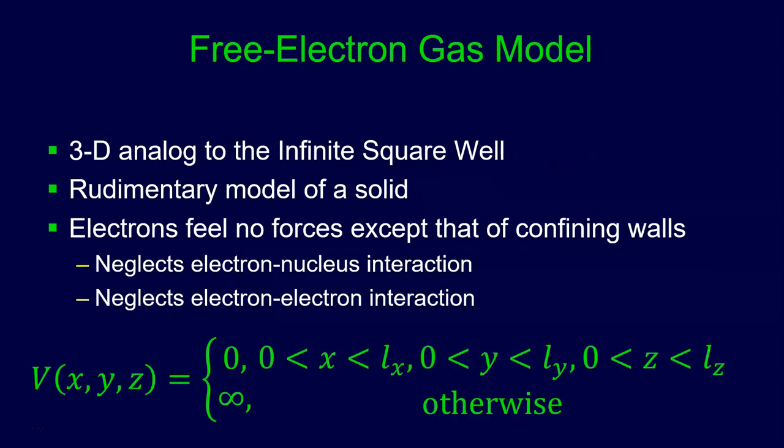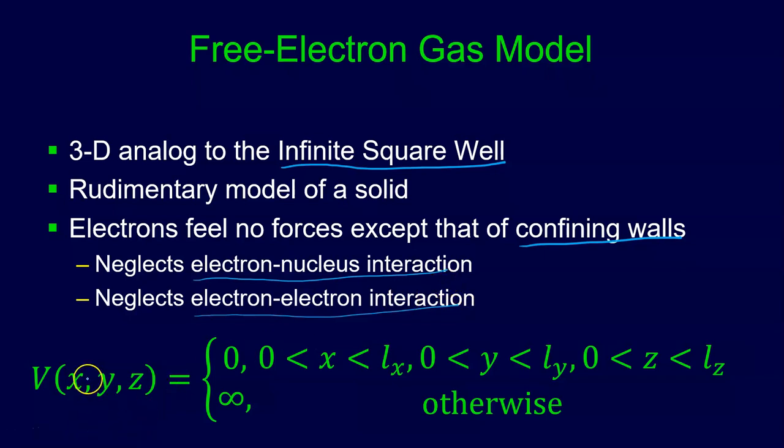So what we're looking at now is called the free electron gas model, and it's a three-dimensional analog to the infinite square well. That's nice because we're pretty familiar with the infinite square well. Again, it's a rudimentary model of a solid. In this model, electrons feel no forces except that of the confining walls. So we're not including any kind of electron-nucleus interaction, and we're not including any kind of electron-electron interaction. So this is a really bare bones model, but still, surprisingly, it has much use, and it's something that you can build upon.